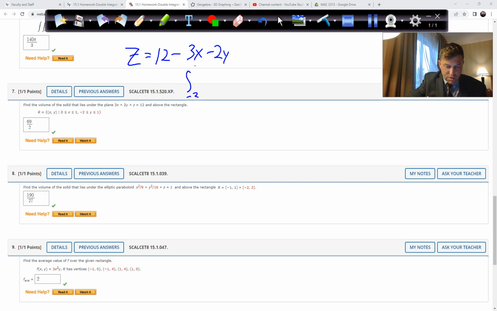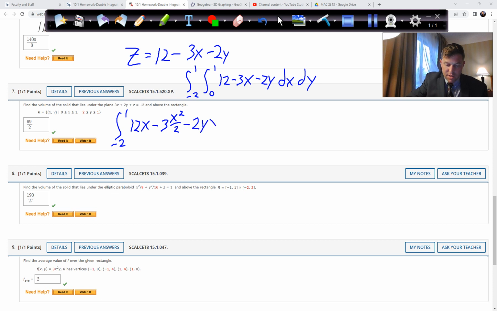So minus 2 to 1, 0 to 1, and we have 12 minus 3x minus 2y. First we do x, then we do y. So this is going to be minus 2 to 1. Antiderivative of 12 would be 12x. Antiderivative of minus 3x would be minus 3x squared over 2. And then minus 2y would just get an x on it. And that goes from 0 to 1, dy.